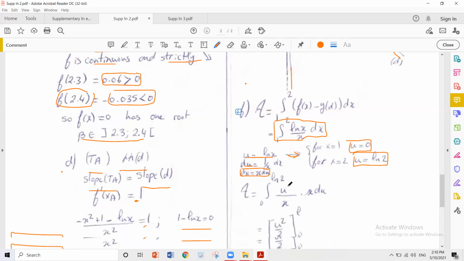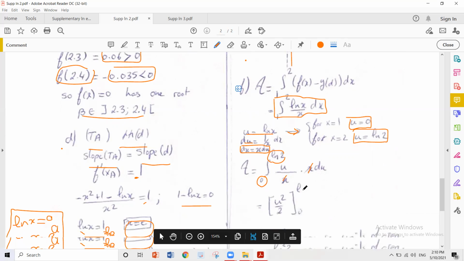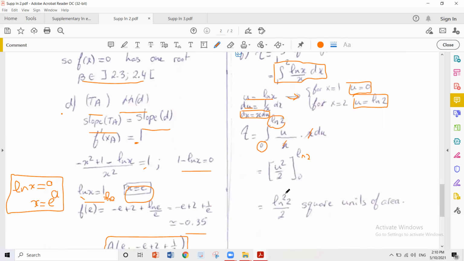So area equals, 1 is changed to 0, 2 is changed to ln 2, ln x is called u, 1 over x times x du. Then it will be u to the power 1 du, it is equal u squared over 2 between 0 and ln 2. Then we replace u by ln 2, we get ln squared 2 over 2 square units of area.